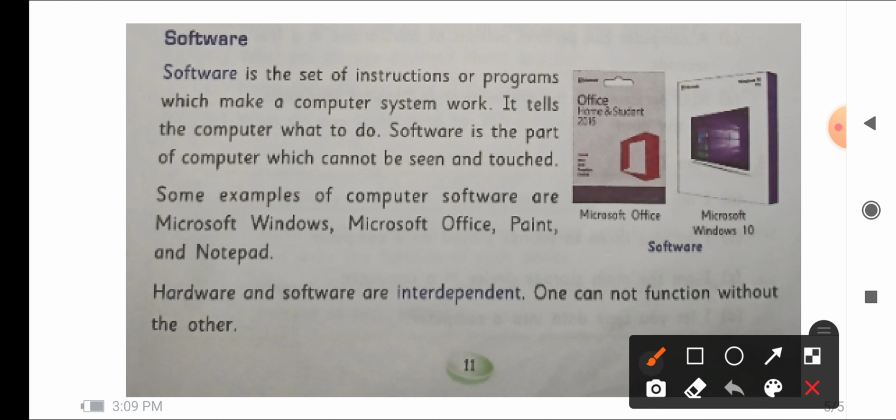Now hardware and software are interdependent, one cannot function without the other. That means hardware and software are the main elements. If we work only with hardware, it's not possible. If we want to work with software individually, it is not possible again. So both things are essential for a computer system to work. We cannot eliminate any of them. Both of them cannot function without each other.